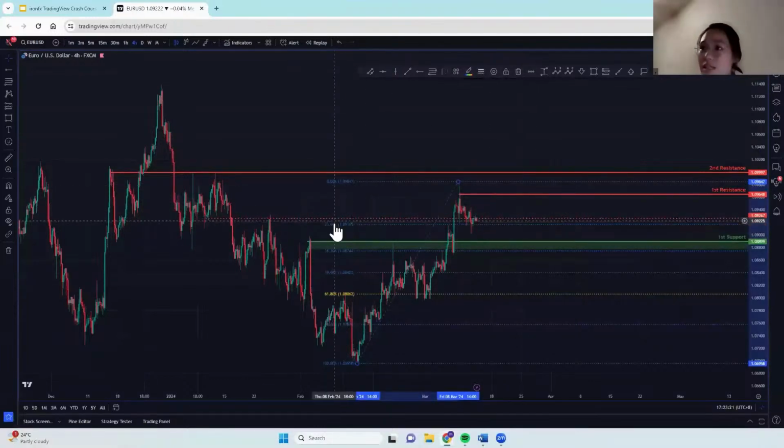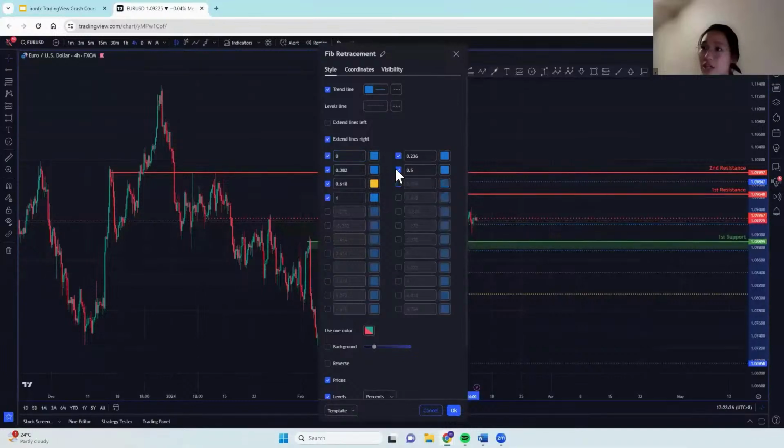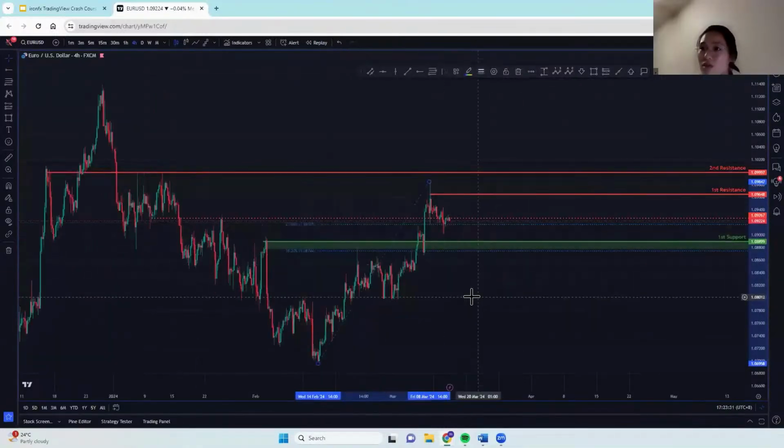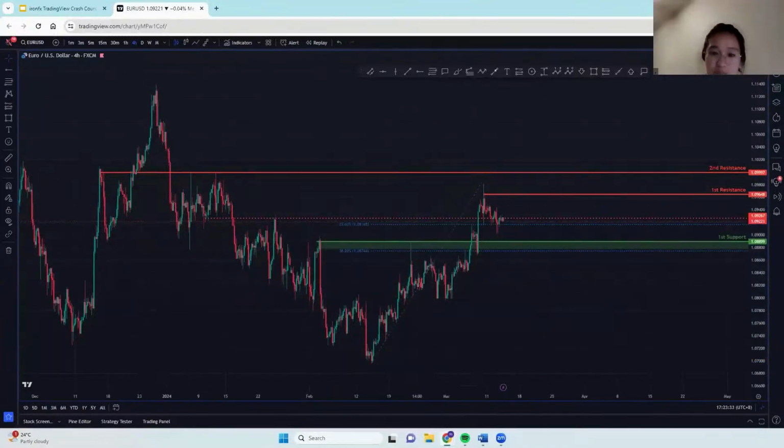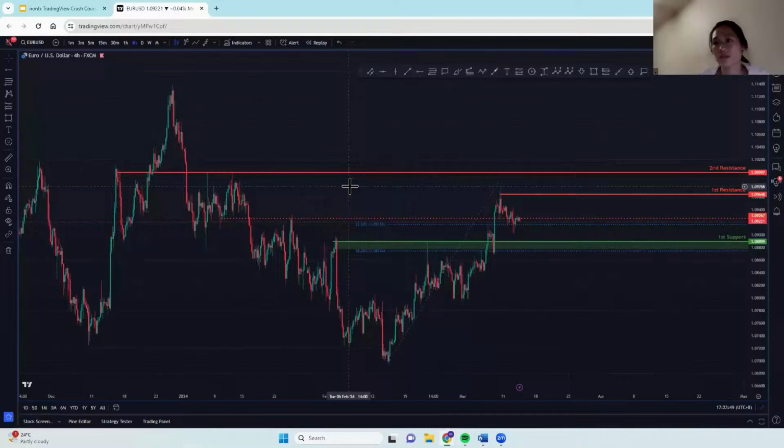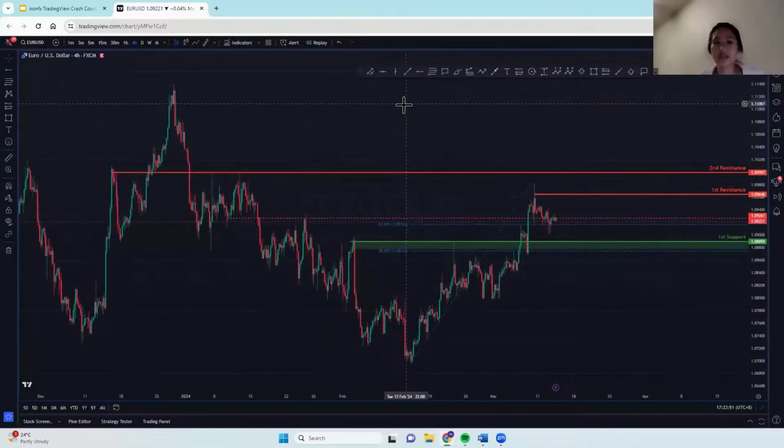So I'm just going to keep the 23.6 and 38.2 so that I make sure that my charts are clean and clear for me to add more Fibonacci levels. Just a second. So let's see if we have any other Fibonacci levels first.